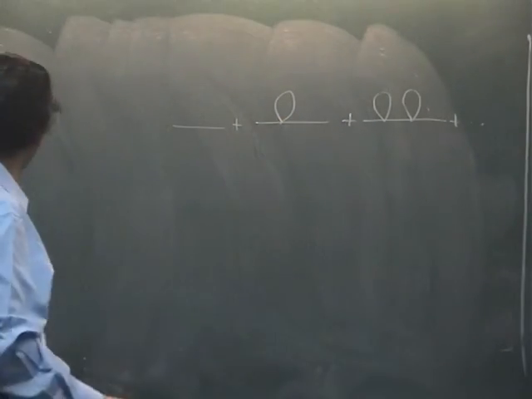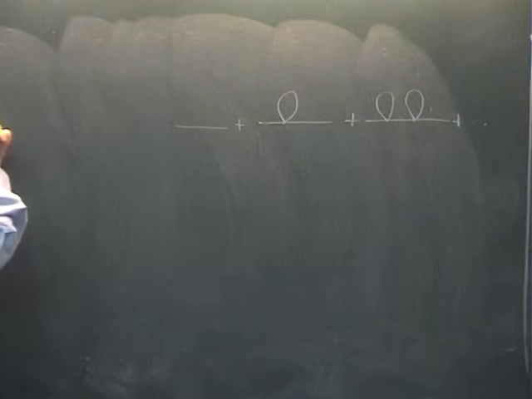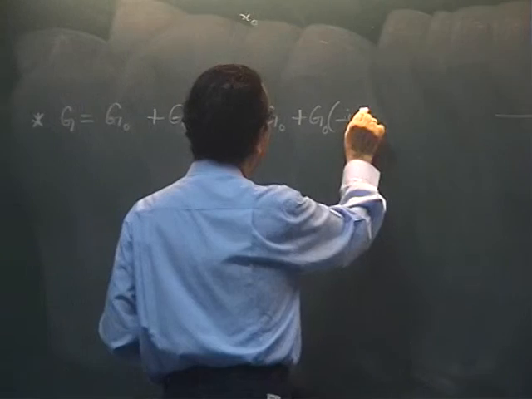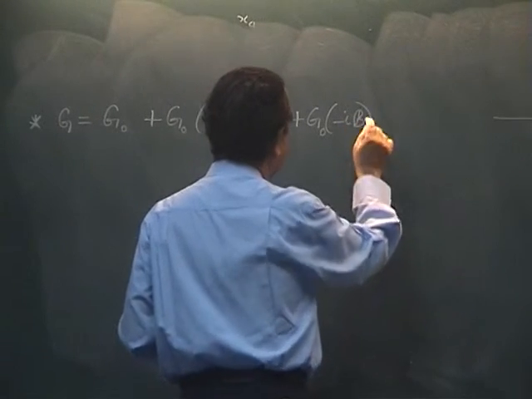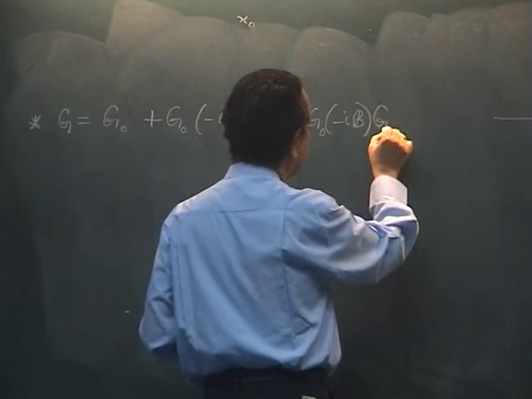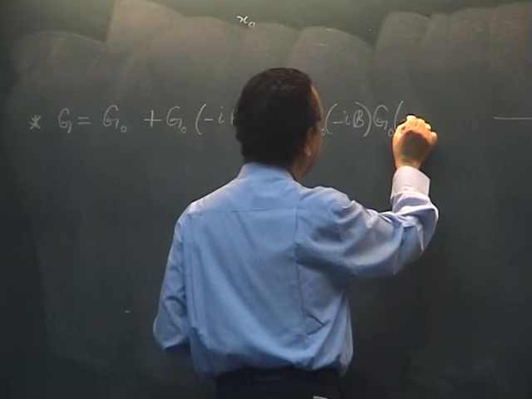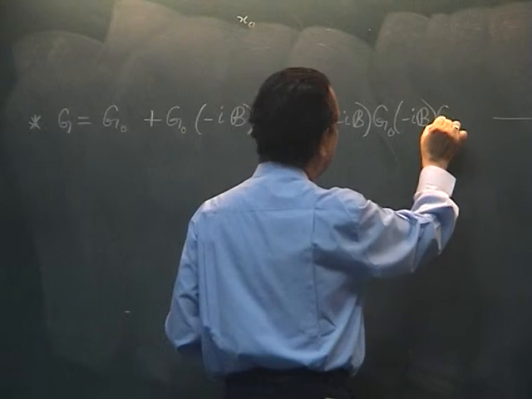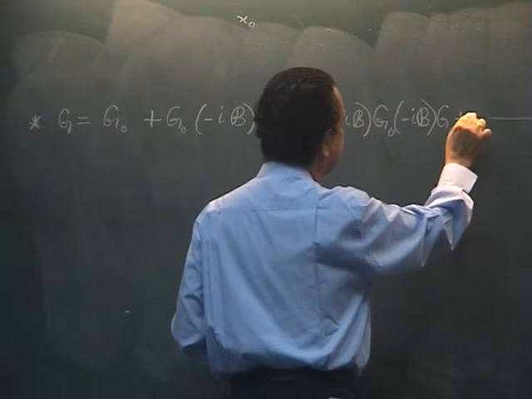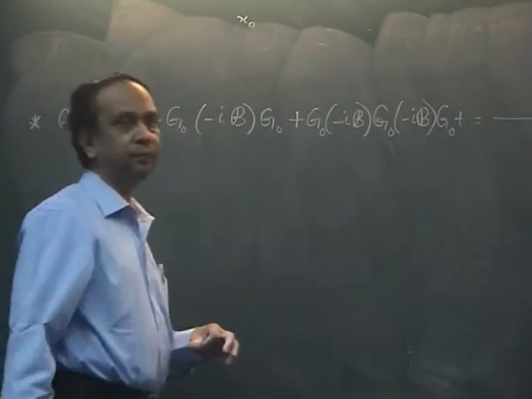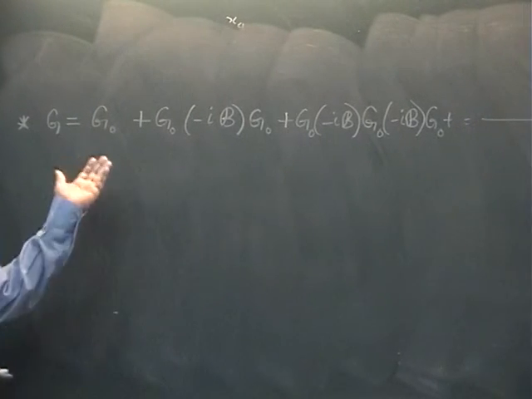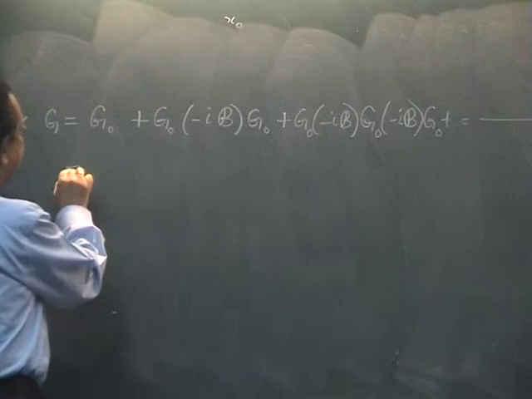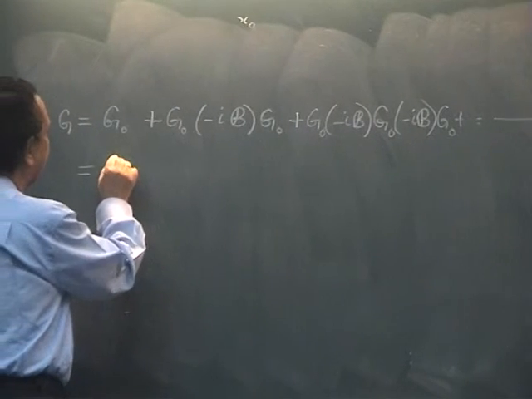Then the next one is similarly with one more set. So that will be G0, minus i B, G0, minus i B, G0, plus so on. This is equal to that diagram. Okay? Now there are different ways of summing it. It's just a geometric progression.